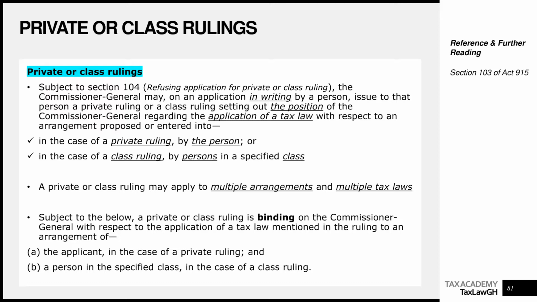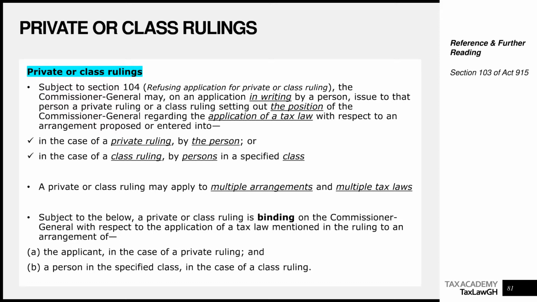The difference between a private ruling and a class ruling is that a private ruling is for one person. One person writes to him and says, I want your view on this. A class ruling is for a group of persons. A very recent case, in December 2020, was when the Ghana Association of Bankers wrote to the Commissioner General for his view on clothing allowance for bankers. So the Commissioner General issued the class ruling to that association of bankers. In that case, it applies to a group of people.